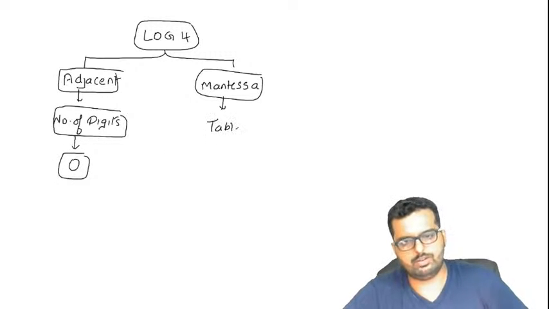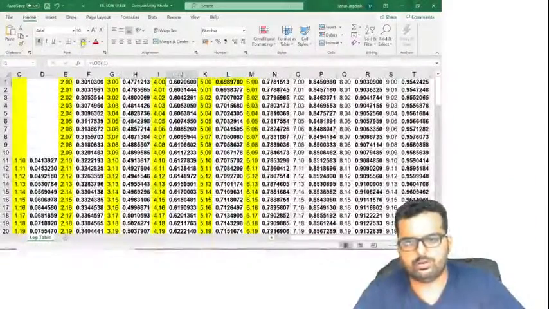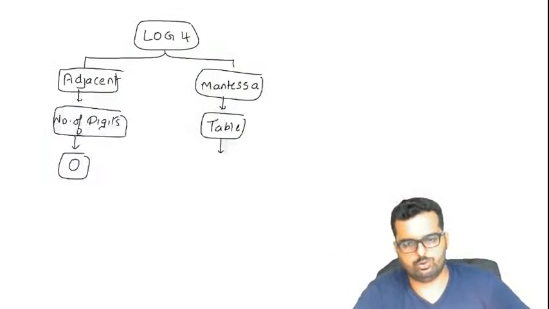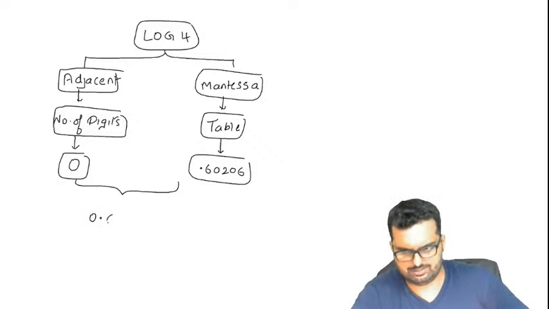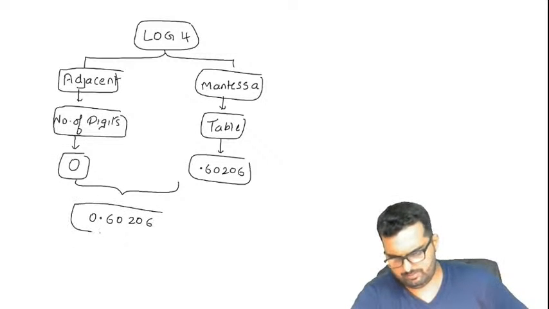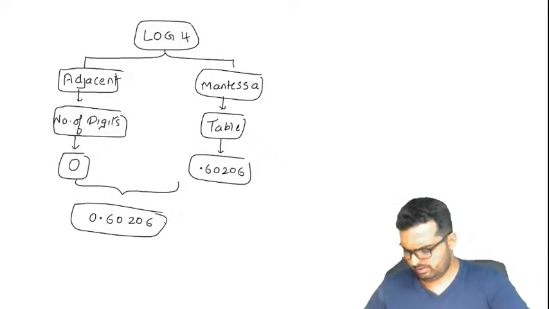Mantissa, we take it from where? We take it from the table. Now tell me, in the table, what is the mantissa value? For 4, the value turns out to be 0.60206. So when you add up these two things, I get the answer as 0.60206. This is the value for log 4. Can you write down till here in your books now?